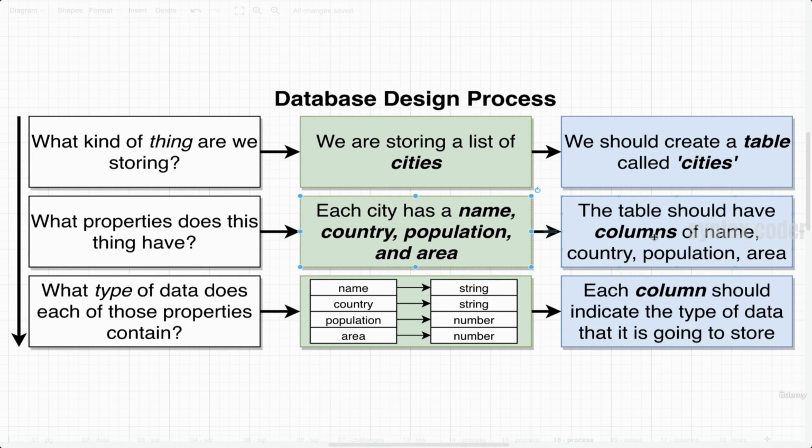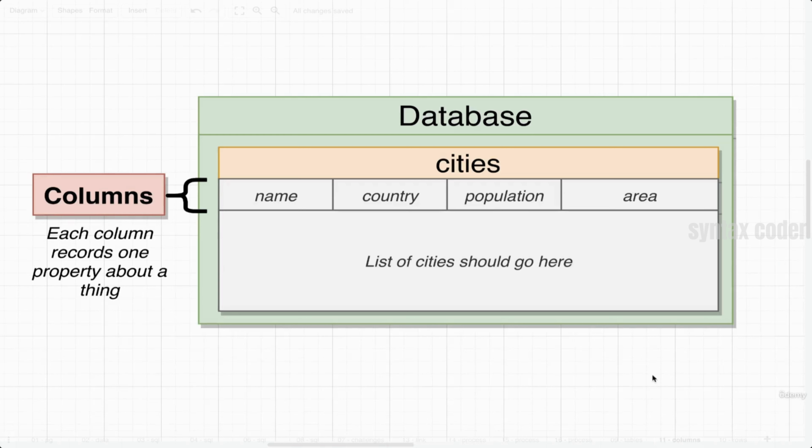Then from this second answer, we're going to take the different properties that each of these cities have and use them to create columns inside of our table. So in our case, we're going to make sure that our cities table has columns of name, country, population, and area. And so if we visualize what that looks like, it'd be something like this right here. So inside of a table, we have many different columns, and each column is going to store some information about a very specific property of some record. Because we want to store the name, country, population, and area for each city, we make 4 columns, one for each of those different properties.